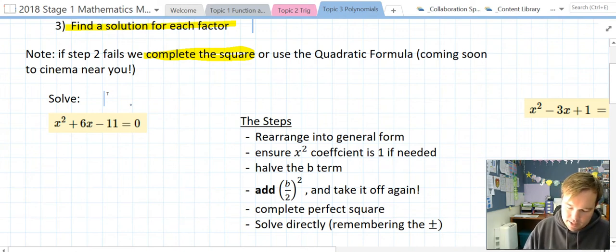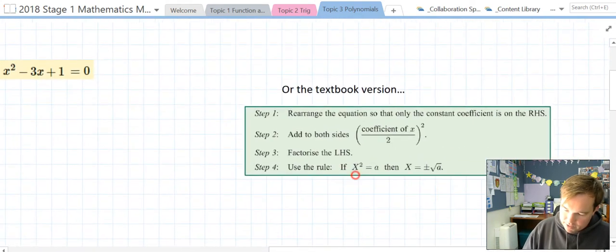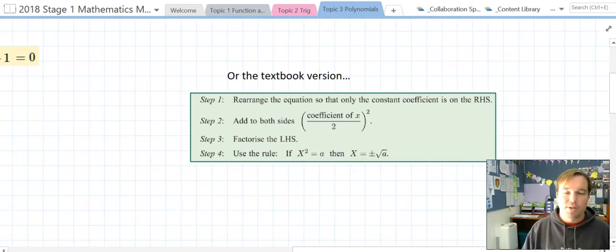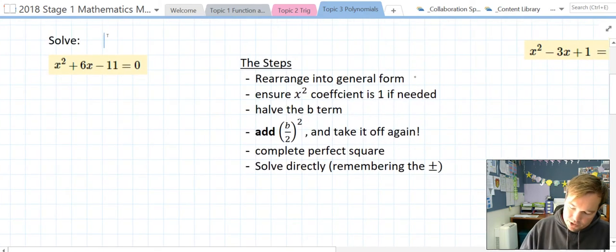Now, completing the square has the following steps. Those are the steps I've written out that I quite like following. There are the textbook steps here that essentially do the same thing. Alright, we need to rearrange into general form. Tick, done already. We need to ensure the x squared coefficient is 1 if needed. The x squared coefficient is 1. Tick. Halve the b term, add b on 2 squared, and take it off again.